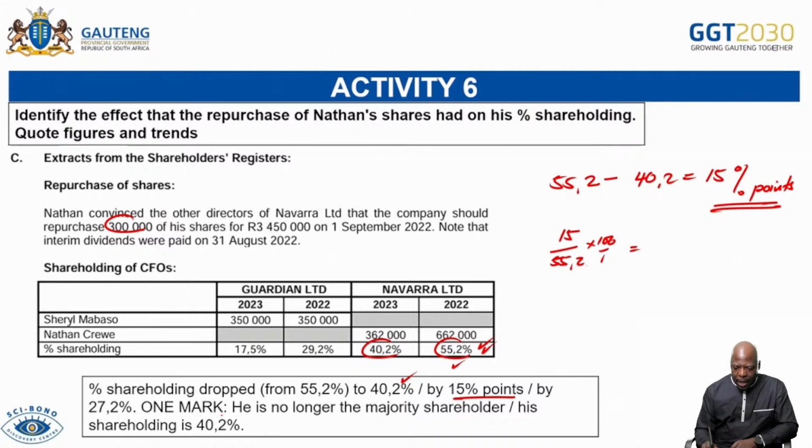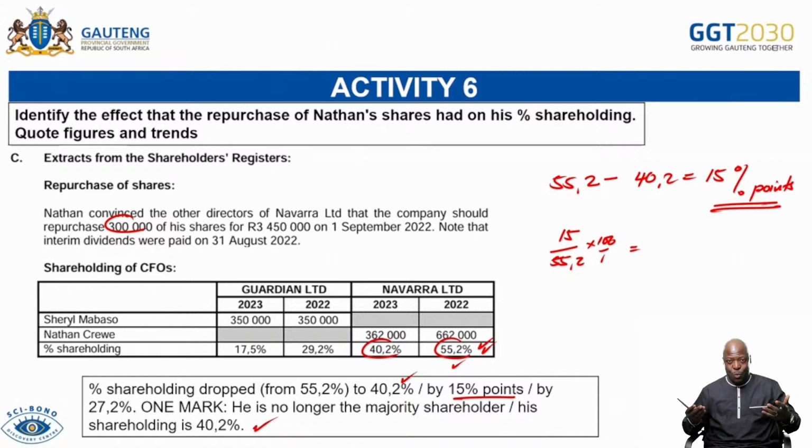And then he is no longer the majority shareholder. His shareholding is now 40.2%. So I wanted to show you how to explain this. He's no longer a majority shareholder. He has lost his majority shareholding status.